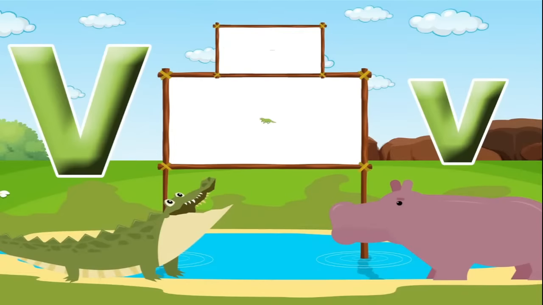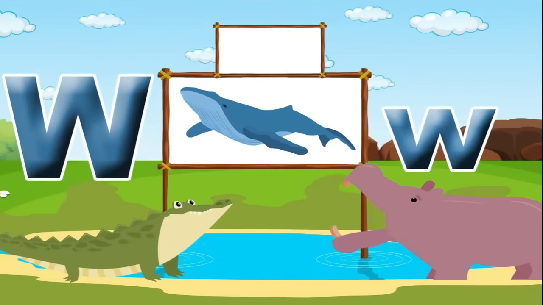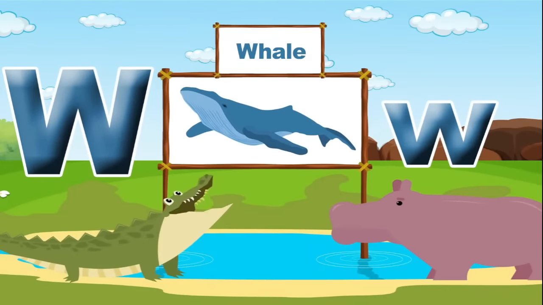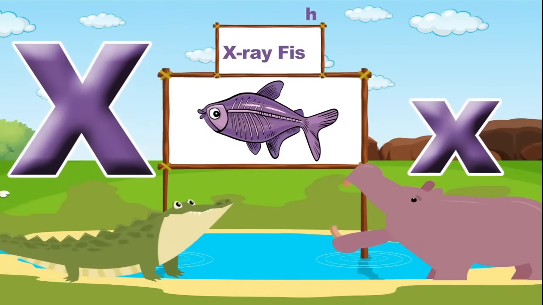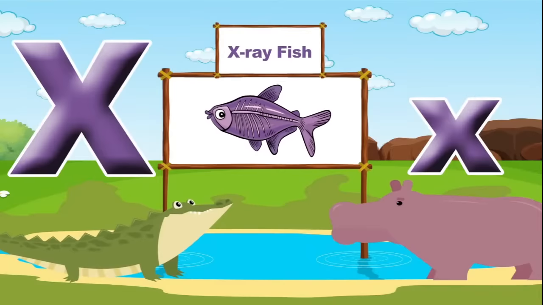V, v, varanus. V, varanus. W is for whale. W-w-whale. W, whale. X is for x-ray fish. X-x-ray fish.